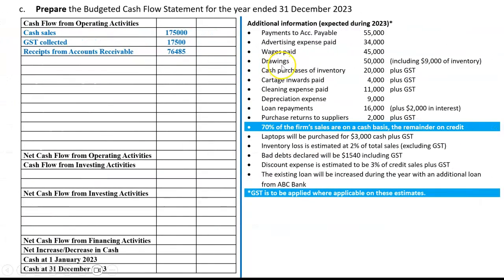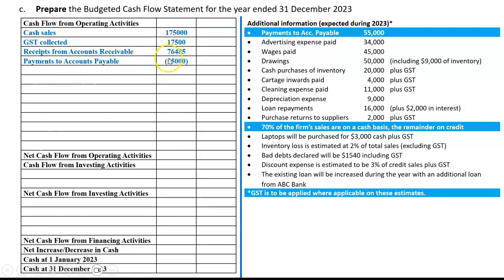All right, let's look at our additional info. Just go from the top. It says payments to accounts payable were 55. That is an operating activity. And the outflows we put in brackets. If you put a dash for a negative, that's okay too, but indicate to the reader that it is an outflow or a negative.